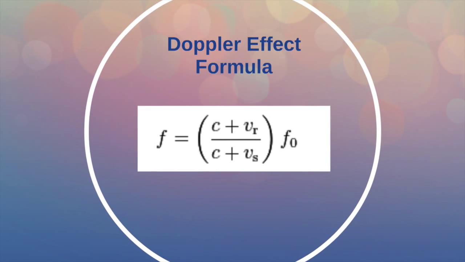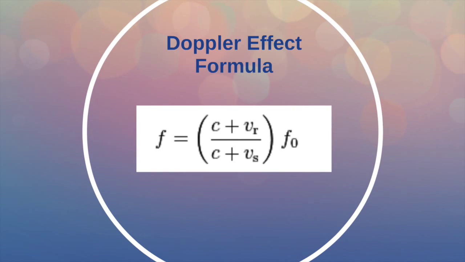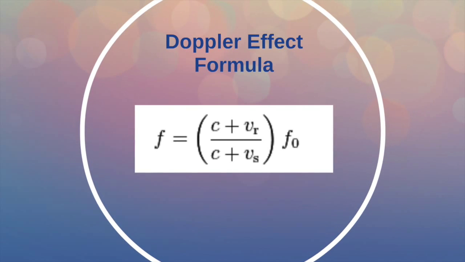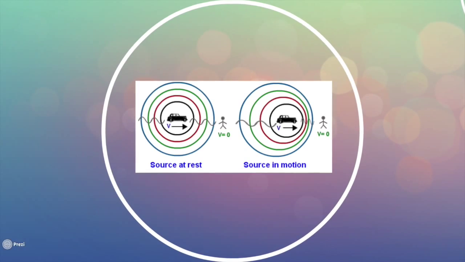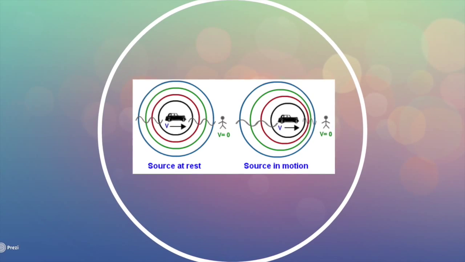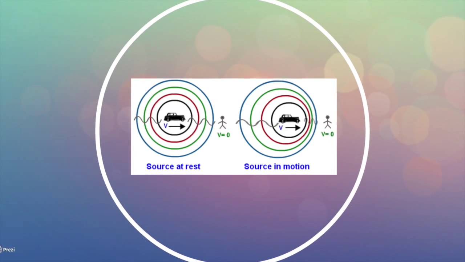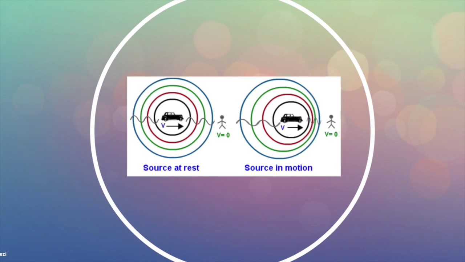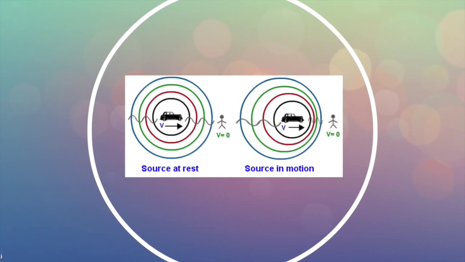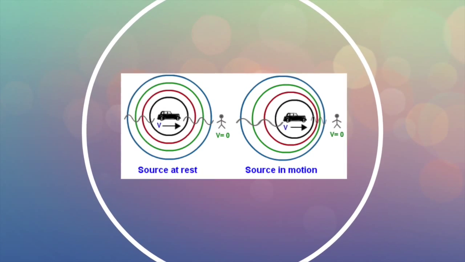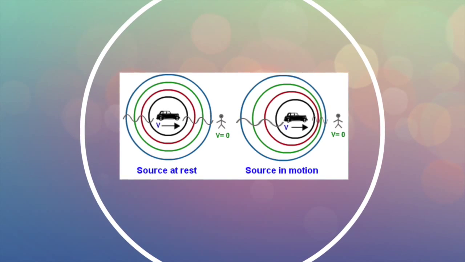where C is the velocity of waves in the medium, Vr is the velocity of the receiver relative to the medium, positive if the receiver is moving towards the source and negative if it is in the other direction. Vs is the velocity of the source relative to the medium, positive if the source is moving away from the receiver and negative if it is in the other direction. This equation helps us to understand that frequency that has been emitted and frequency that has been heard are completely different.